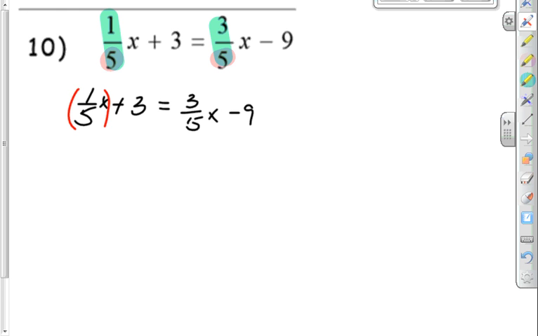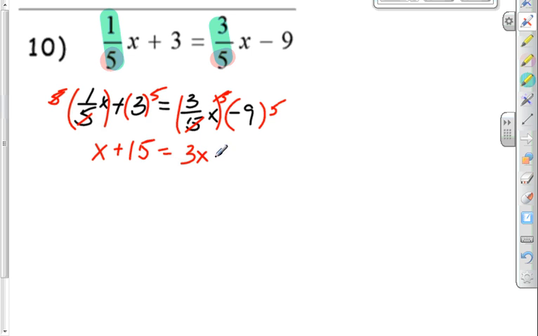So I'm going to go ahead and multiply each of these by 5. But I have to keep in mind, if I'm going to multiply two of the terms by 5, I've got to multiply the other terms by 5 as well. So essentially, I'm multiplying all four terms in this equation by 5. Here the 5's will cancel out, leaving us with 1x. 3 times 5 here will give us 15. Once again, the 5's cancel out, leaving us with 3x. And then negative 9 times 5 will give 45.